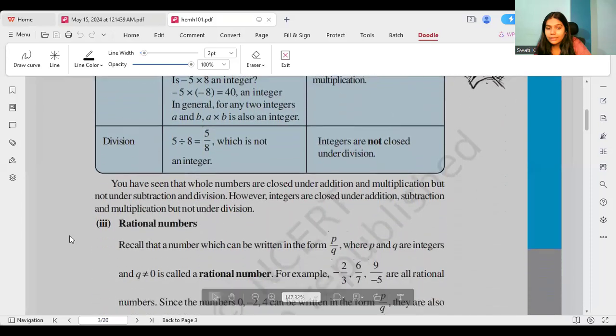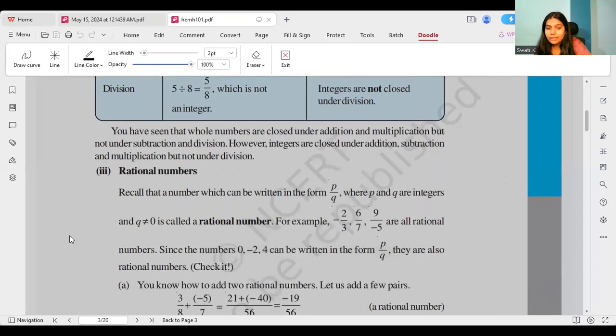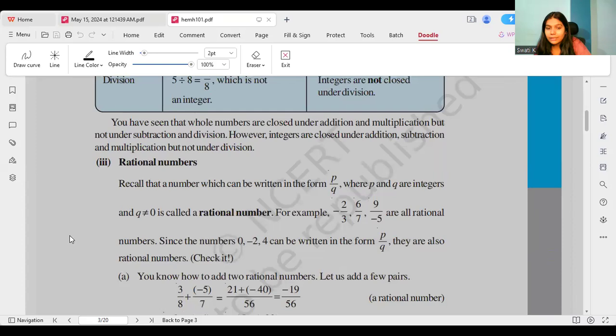Now it's time to read the summary. You can see that natural numbers have not been given because they are exactly the same as the whole numbers. Now you have seen that the whole numbers are closed under addition and multiplication, but not under subtraction and division. However, integers are closed under addition, subtraction, and multiplication, but not under division. I hope you understood this.